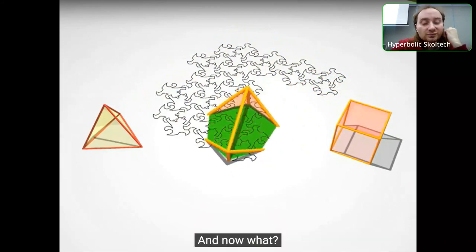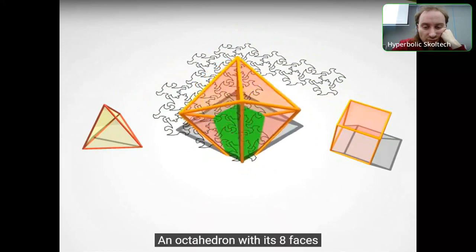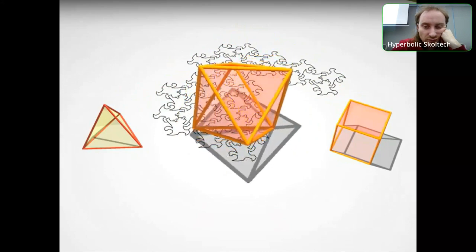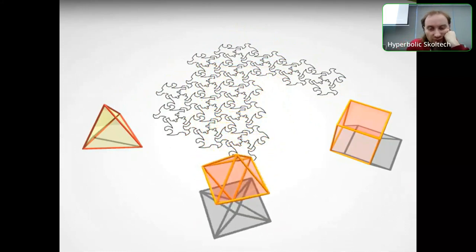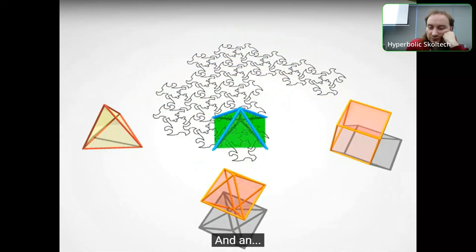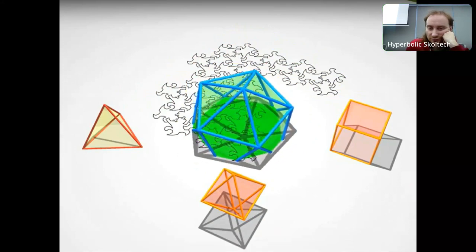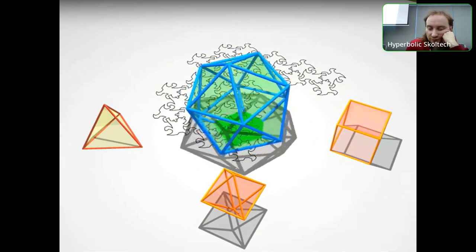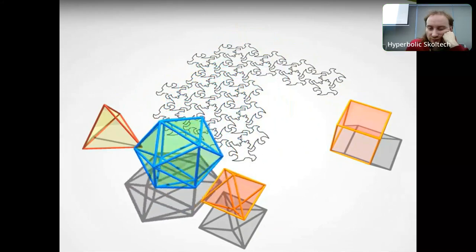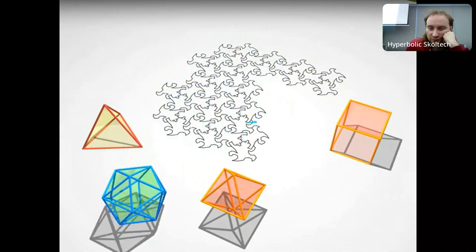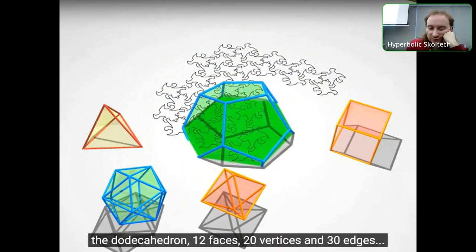And now, an octahedron with its 8 faces. And icosahedron. It's a solid with 20 faces. And finally, the dodecahedron, 12 faces, 20 vertices, and 30 edges.